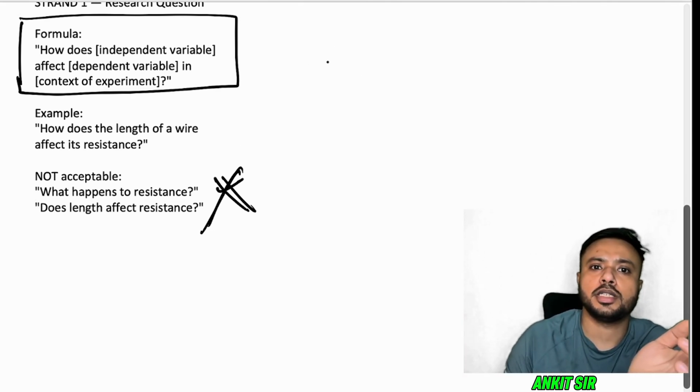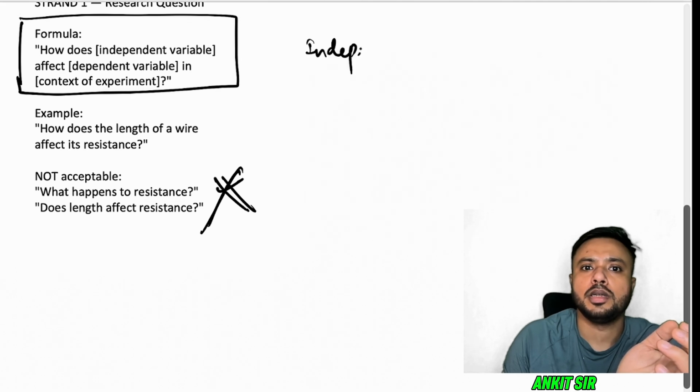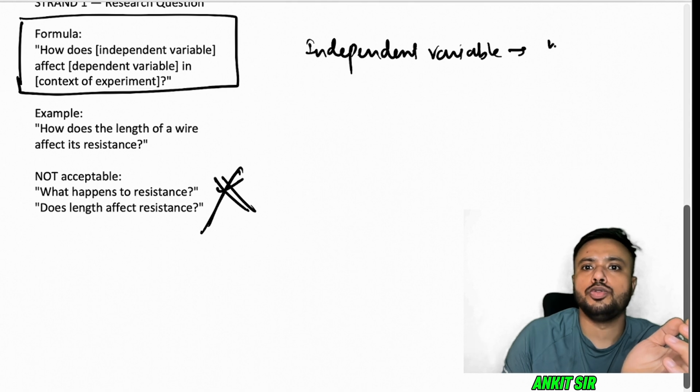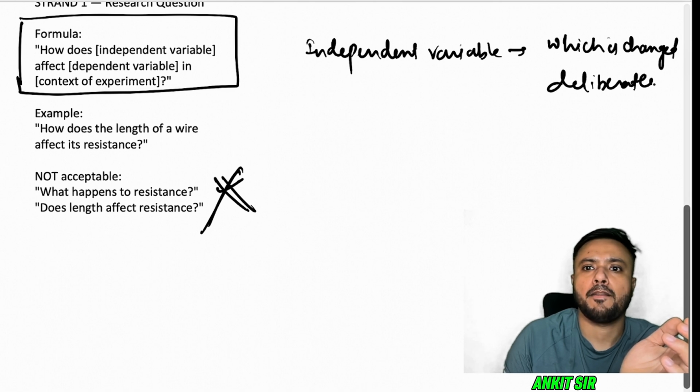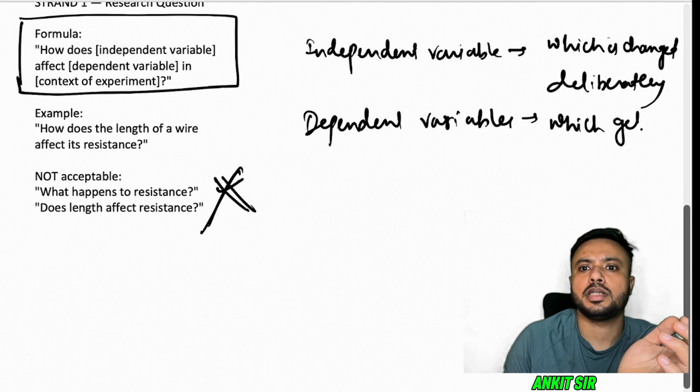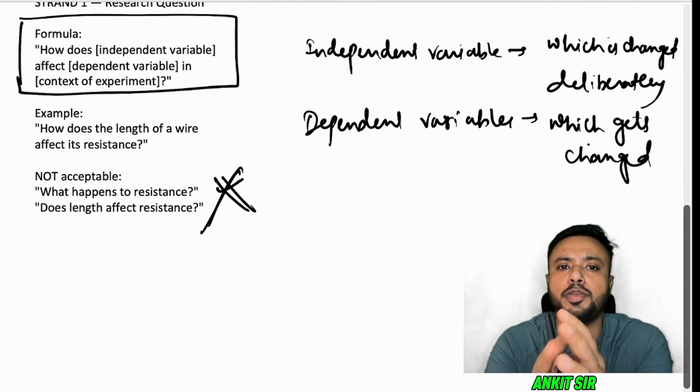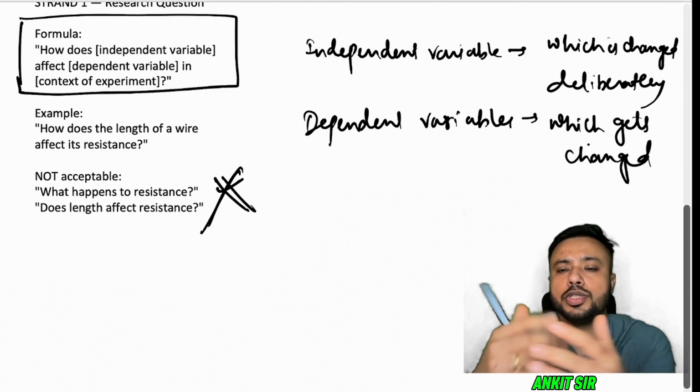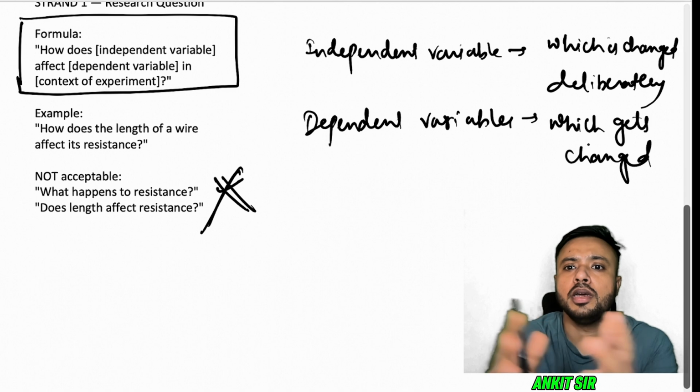Now let's understand what an independent variable is. The independent variable is the one which you change in the experiment, which is changed deliberately, and the dependent variable is the one which gets changed because you're changing the independent variable. So the independent variable is the one which you change deliberately, and the dependent variable is the one which gets changed.